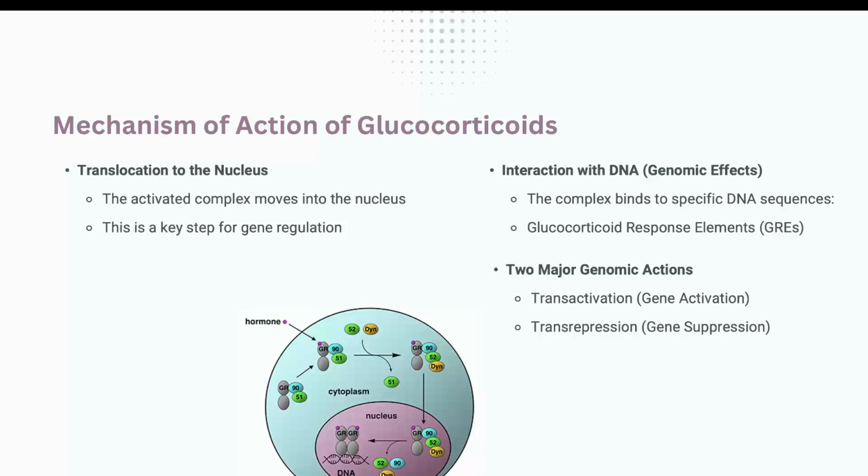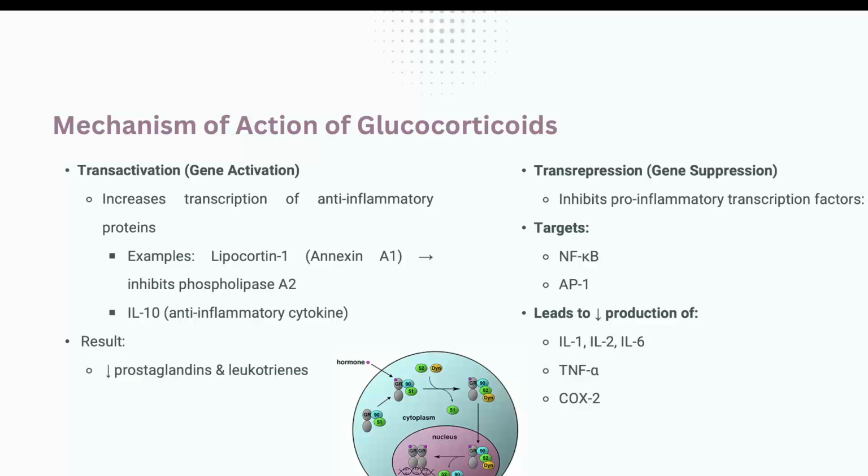Once this interaction occurs between the complex and the glucocorticoid response element, there will be a variety of actions. Okay, for example, we have transactivation and transrepression. So what do we mean by transactivation and transrepression? Transactivation means increasing transcription, meaning increasing the production of a certain kind of protein. Transrepression means inhibiting the synthesis of certain products, for example certain proteins.